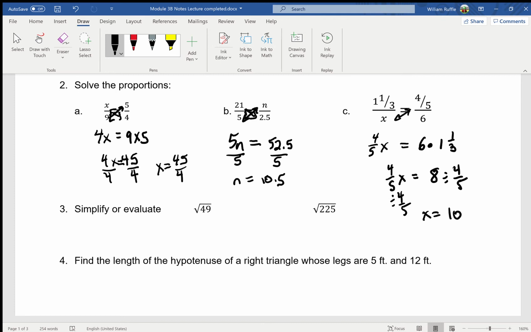Now remember, when we're dividing by 4/5, we're really multiplying by 5/4. There are several ways of doing this. Please do what's most comfortable for you.